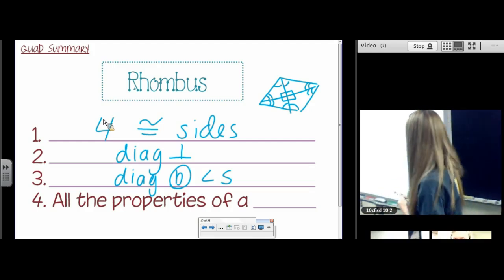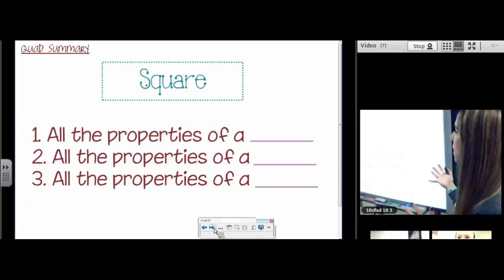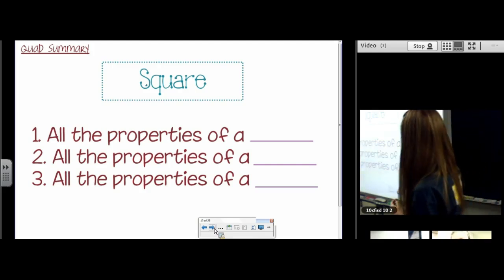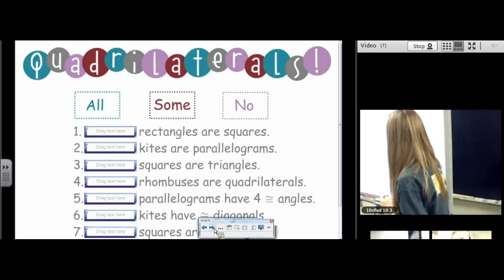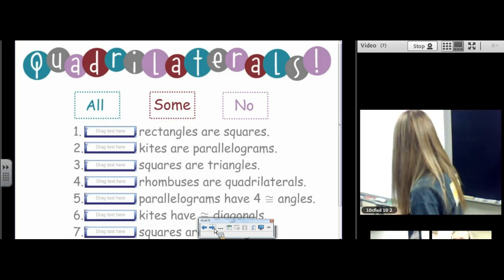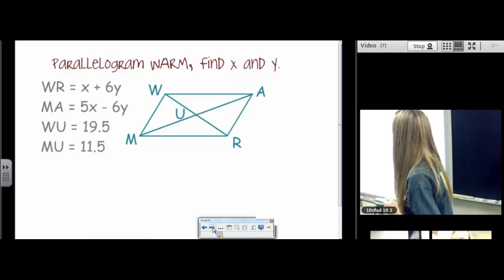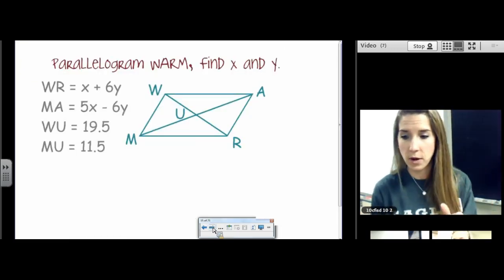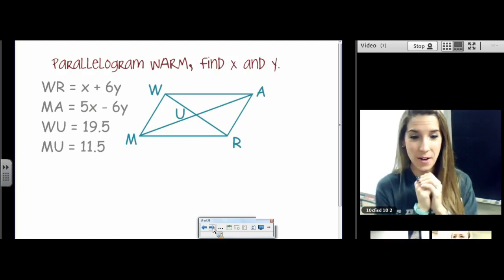Okay? Lastly is a square, and of course, he gets all the properties of the shapes above him. We're going to skip the always, sometimes, never, because I want to do a few workout problems before you start your quiz. We have 3 minutes. Okay, we can do this.